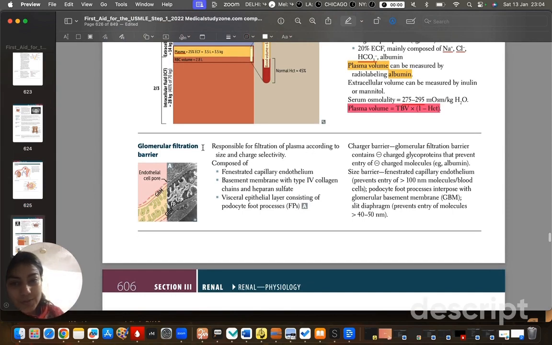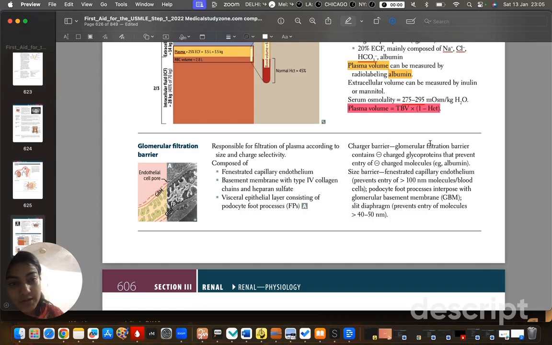Okay, so glomerular filtration barrier, you have the endothelial cell pore, this is the blood here, then the glomerular basement membrane here, and the podocytes are these foot processes. It's composed of the endothelium, type 4 collagen chains, and heparan sulfate, and the visceral epithelial layer consisting of podocyte foot processes. So these are the cause.